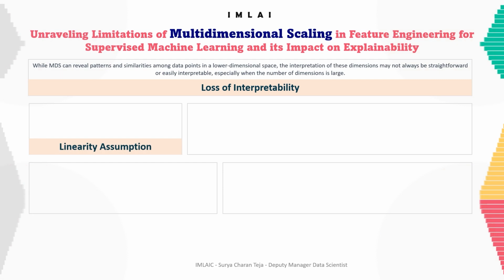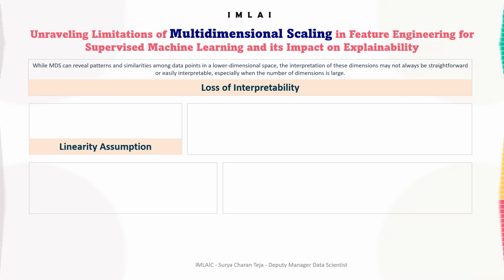Then linearity assumption, basically non-linearity. MDS assumes that the relationship between variables is linear. If the underlying relationships are non-linear, MDS may not accurately capture the data's structure and could lead to suboptimal feature engineering. Then we have loss of information.